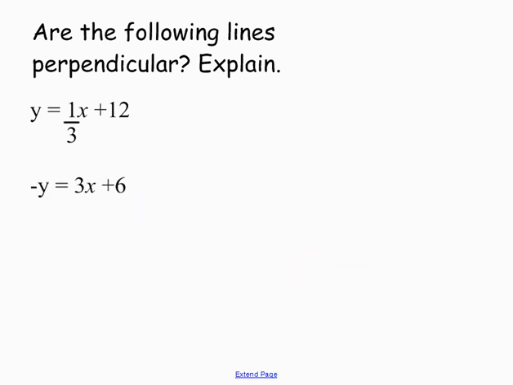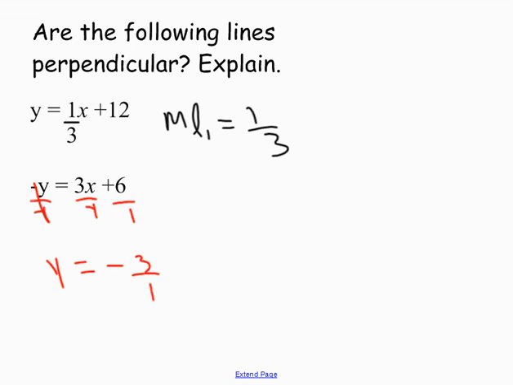Okay, let's try one more. So we got the same question with one of the lines different. So the slope of the first one is 1/3. What's the slope of the second line? Well, we got to get rid of this negative in front of the y, so we do that by dividing everything by -1. And we get y equals negative 3 over 1, plus, sorry, this should be a -1, so it should be minus, and I forgot an x here, 6. So the slope of line 2 is negative 3 over 1.